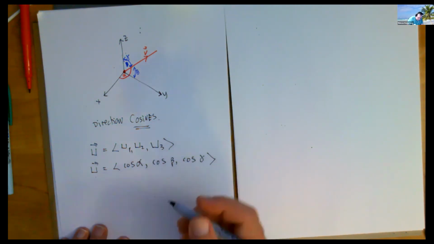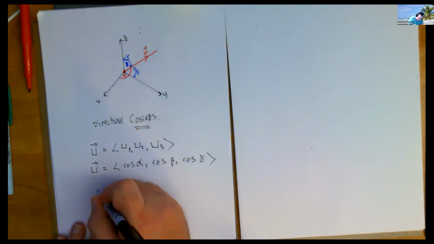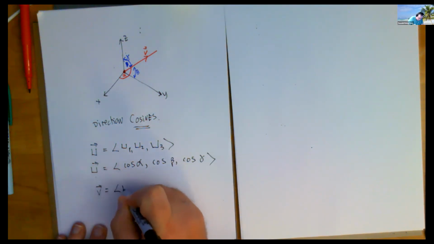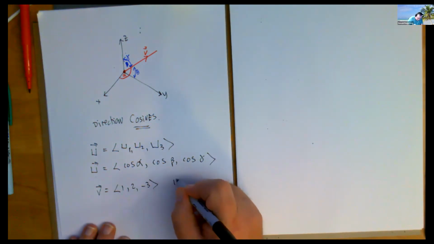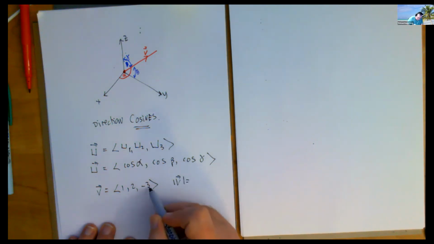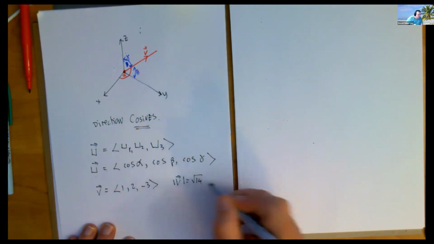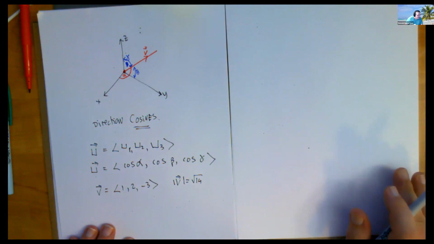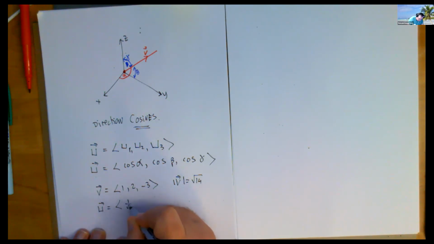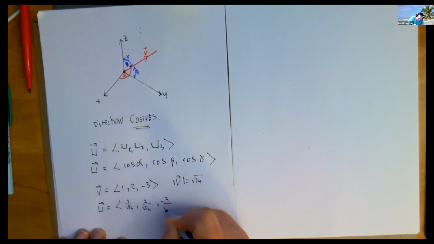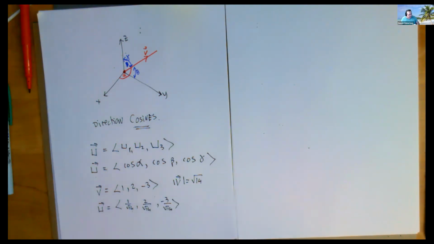Let's suppose that I have a vector v, and it's (1, 2, -3). Now the magnitude of v is the square root of 14. You can just trust me, but you can double check as I'm doing it. So the unit vector will be 1 over root 14, 2 over root 14, -3 over root 14. So this is the unit vector of v.